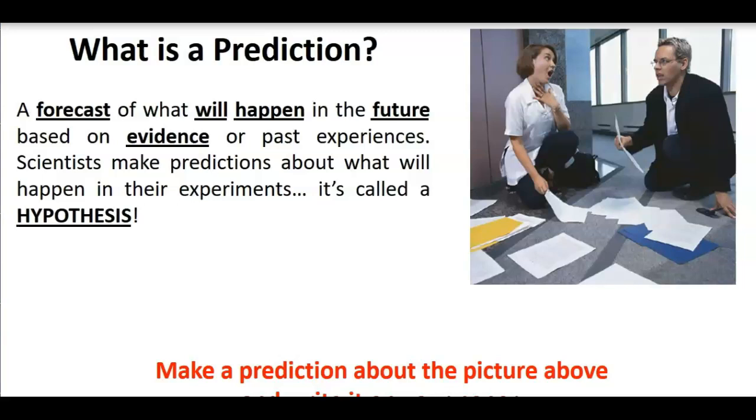Can you make a prediction about the picture? My prediction would be that the woman is going to be more careful as she rounds the corner of the office in the future because she's not happy that she ran into the man.